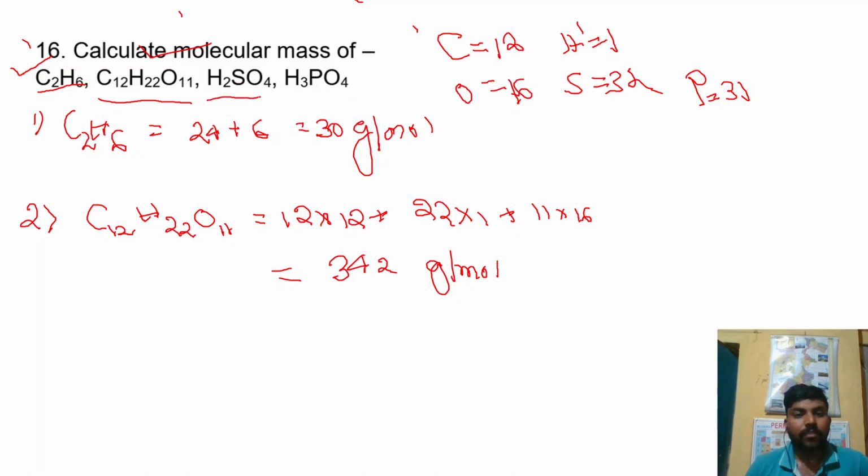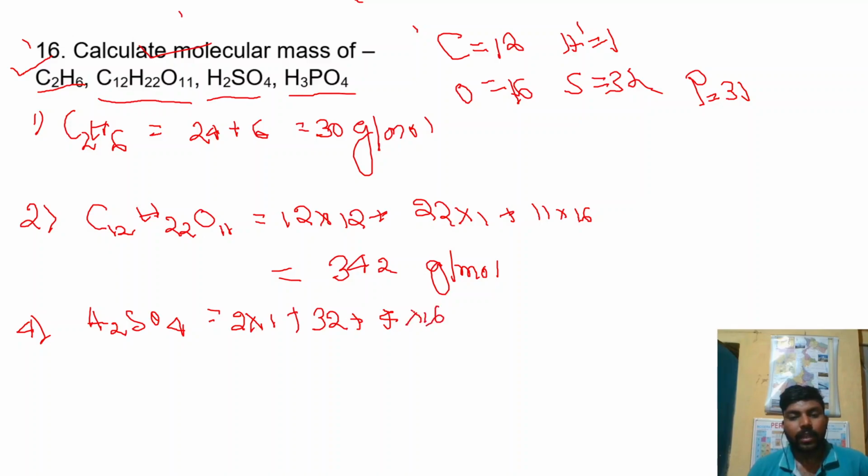Going to sulfuric acid and phosphoric acid, let's see what will be the molecular mass for sulfuric acid, H2SO4. If I talk about H2SO4, what you have to do is just add all the masses, and you will get the exact molecular mass of sulfuric acid. For sulfur it is 32 and for the 4 oxygen it would be 64. So what value are we getting? We are getting 98 gram per mole.